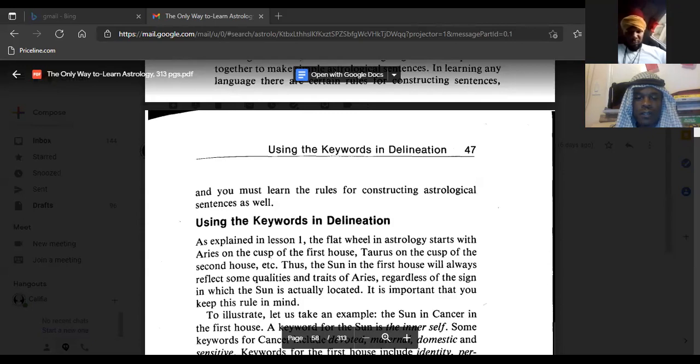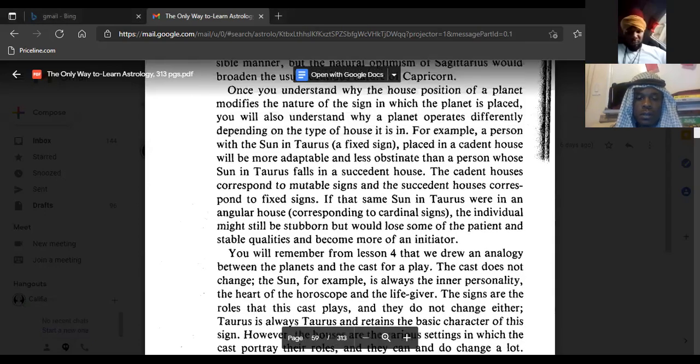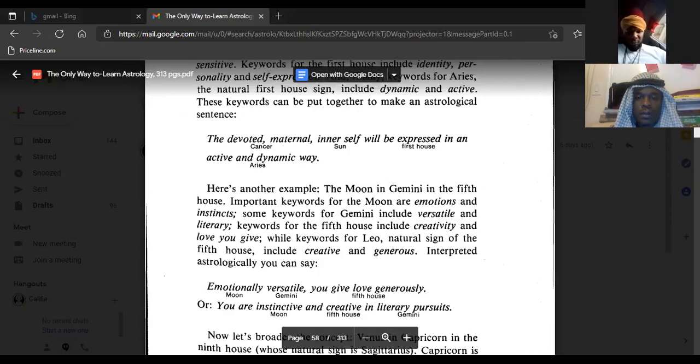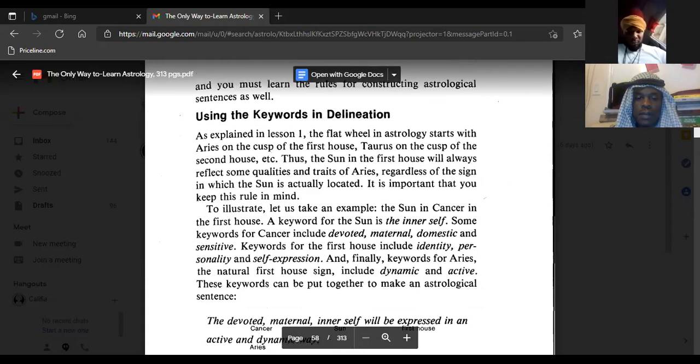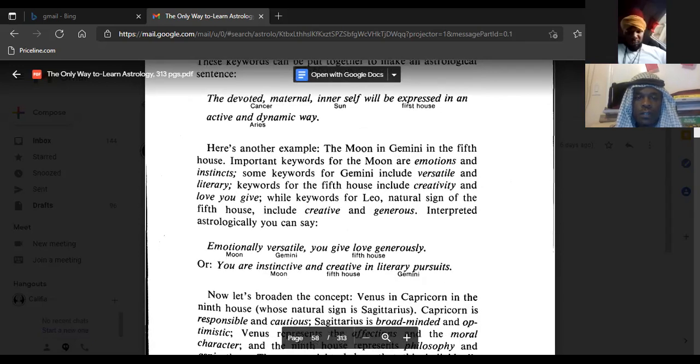The sun in Cancer in the first house. A key word for the sun is the inner self. Some key words for Cancer include devoted, maternal, domestic, and sensitive. Key words for the first house include identity, personality, and self-expression. And finally, key words for Aries, the natural first house sign, include dynamic and active. These words can be put together to make an astrological sentence. The devoted, maternal, inner self will be expressed in an active, dynamic way.